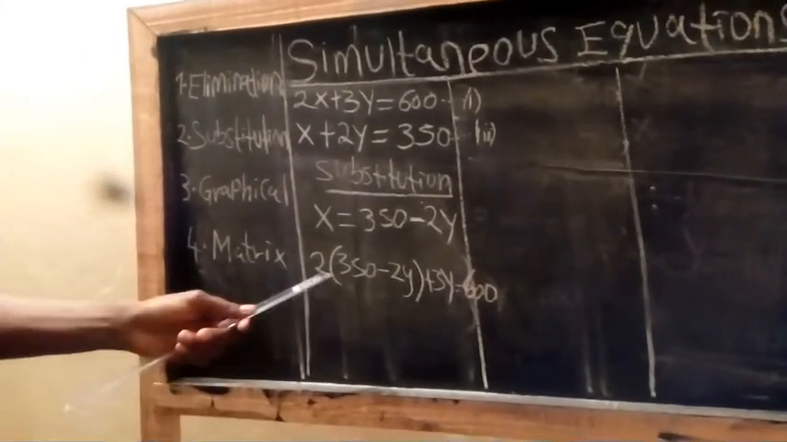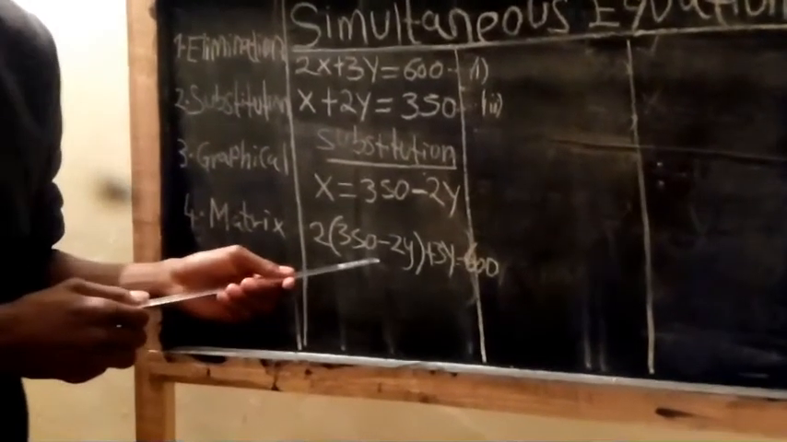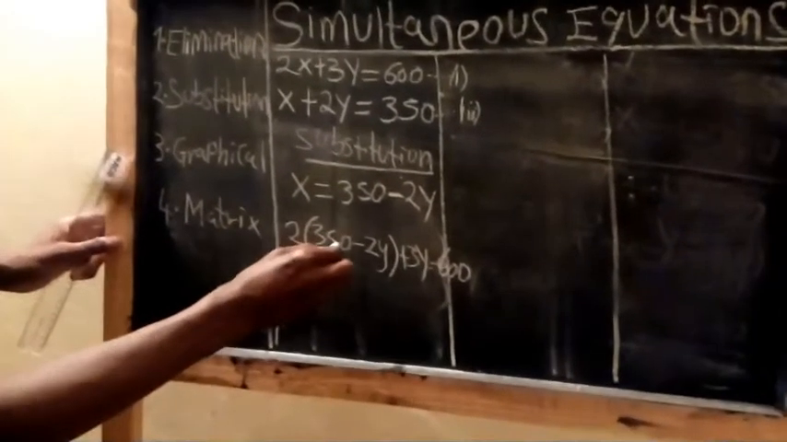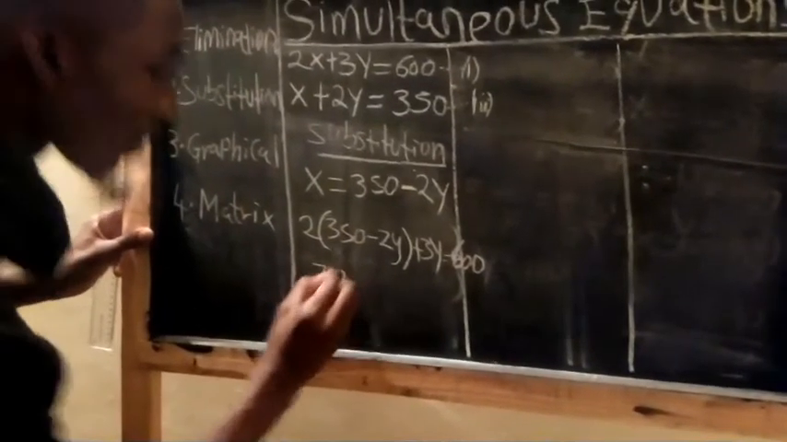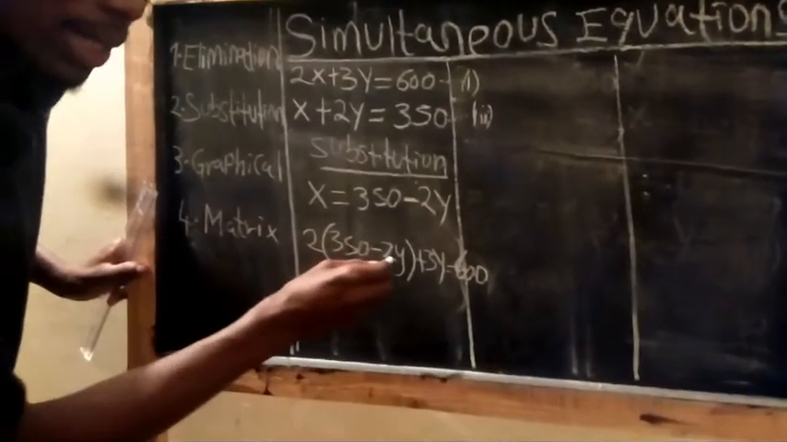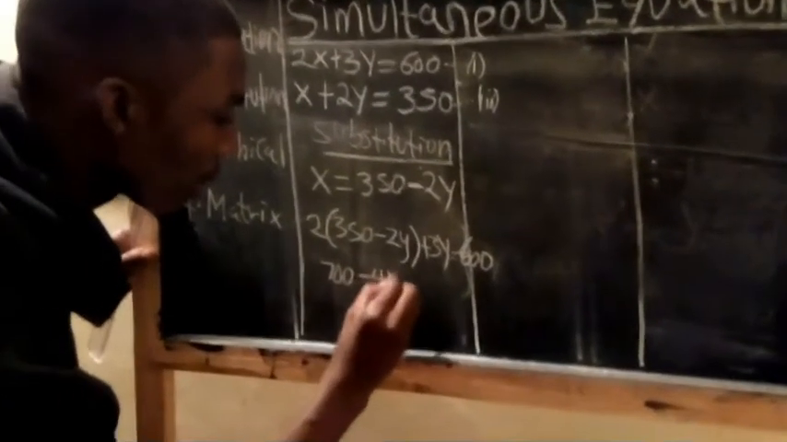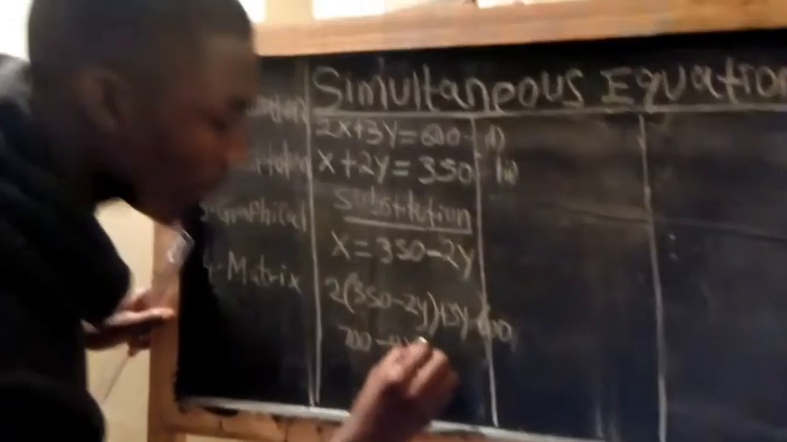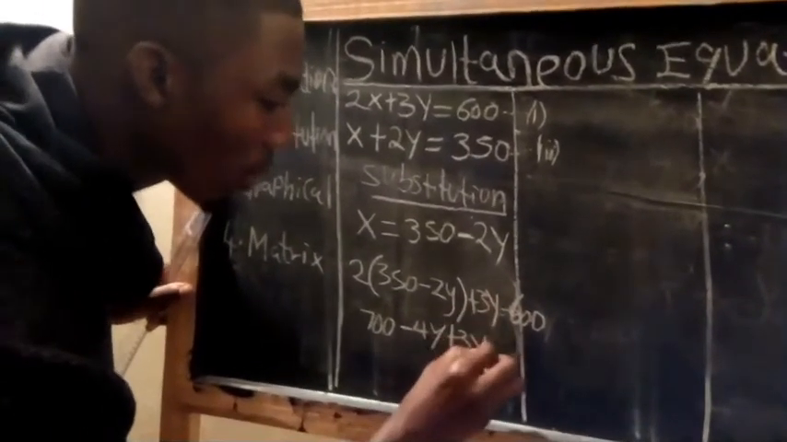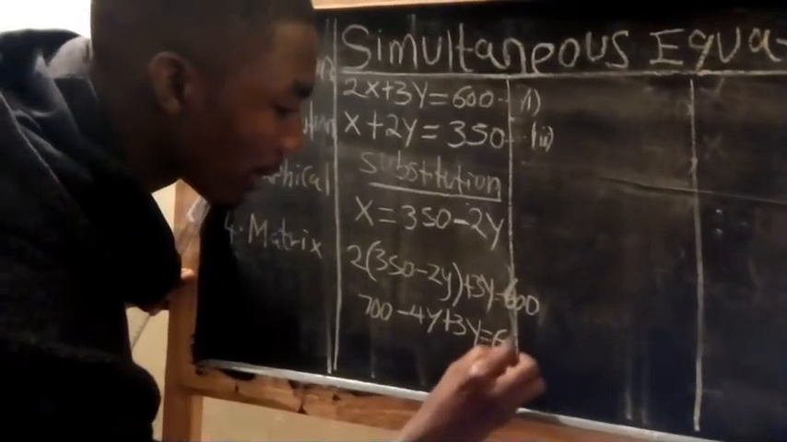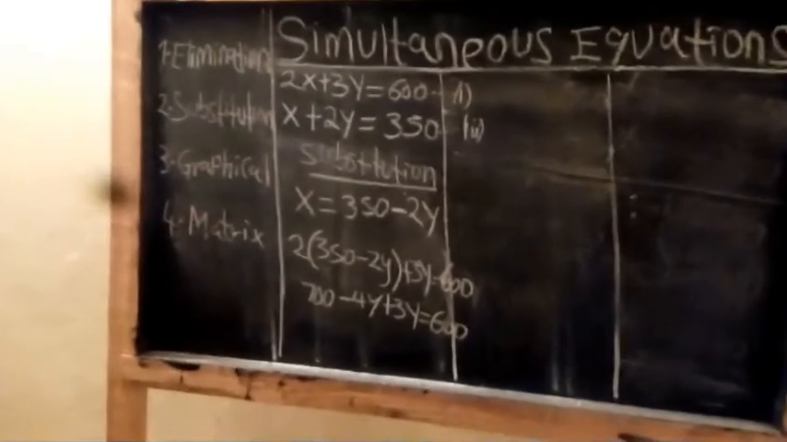Okay, now we can open this bracket. Now we say 2 times 350 is what? Is 700. Then 2 times negative 2y is negative 4y. Then plus 3y, which is this one, is equal to 600. Okay.